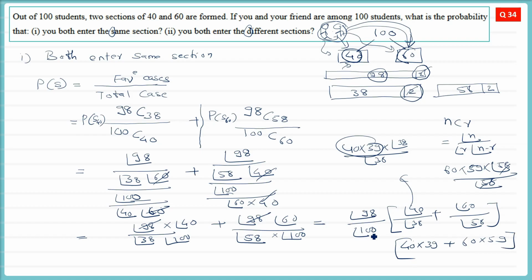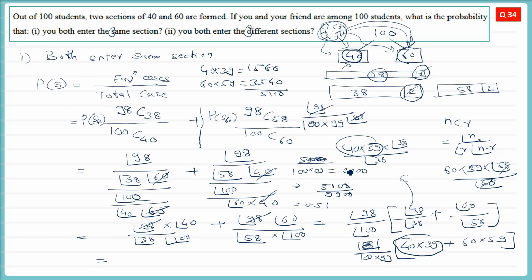Or let's do this first, 98 and 100. Factorial 98, just write it like this. Denominator will become 100 multiplied by 99 factorial 98. This you can cancel, so the denominator will contain 1 by 9900. 99 into 100 is 9900. Now let's compute this. 40 into 39 comes out to be 1560. 60 into 59 will come as 3540. When you add them, this is going to be 5100. Now multiply 99 by 100, 9900.